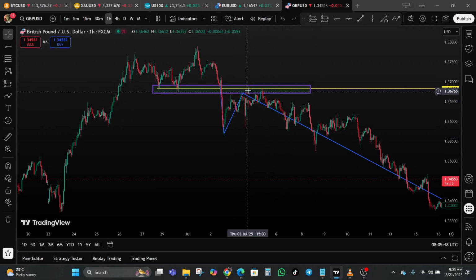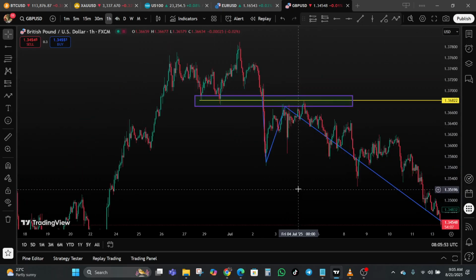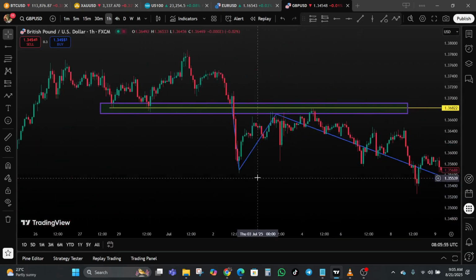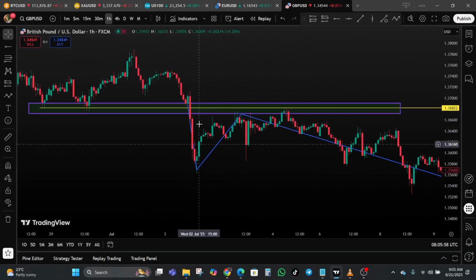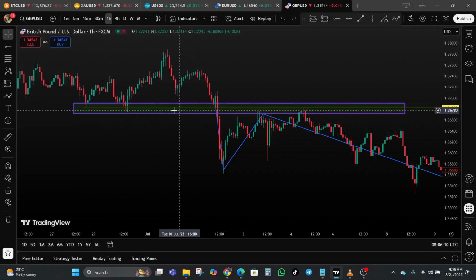So how do you spot a propulsion block? You look for displacement. That means a strong candle, or a series of candles, that break away from consolidation or a key area, a key level. So the origin of that move, the block, becomes an important reference point. Price will often come back to retest that area before continuing.